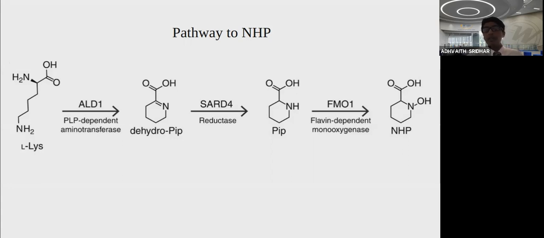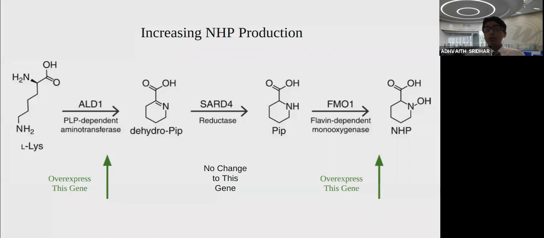And these steps are catalyzed by a series of enzymes, which are listed below the arrows here. And these enzymes are produced by genes that are named above the arrows. So in order to increase the amount of NHP production in a plant, we need to increase the concentration of these enzymes in the plant itself. And to do this, we must overexpress the genes shown above the arrows. However, an important piece of information is that only the first and third enzymes must be increased in concentration in order for NHP to be overproduced.